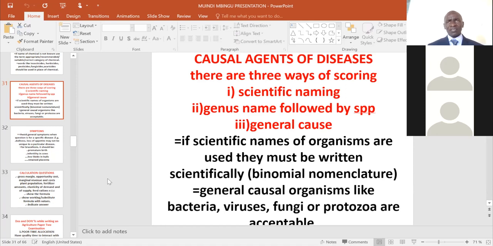Tsetse fly is not an answer, because tsetse fly is a vector. Vectors transmit diseases, they don't cause. Pathogens cause diseases. So that microorganism that is mechanically lifted by tsetse fly from an infected animal to a healthy animal is the causal organism. So let us remember that vectors transmit diseases while pathogens cause diseases. Don't give the vectors as causal organisms.